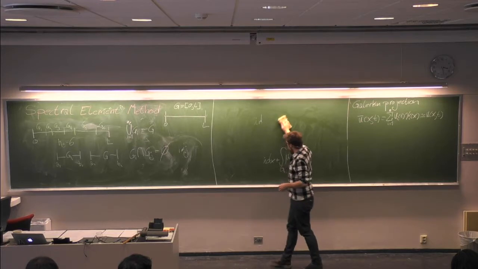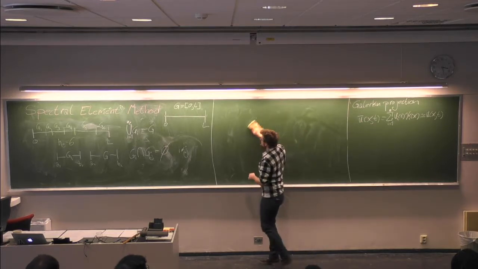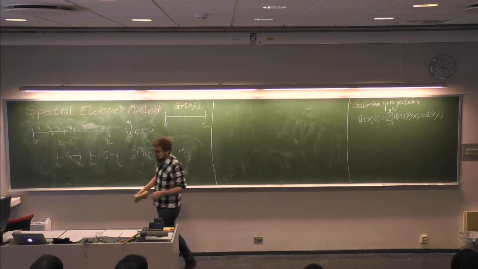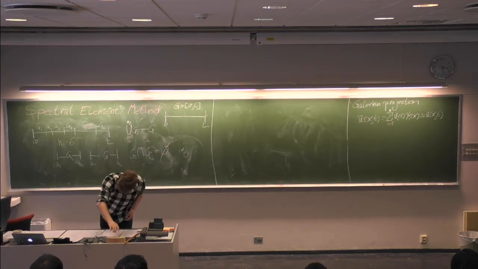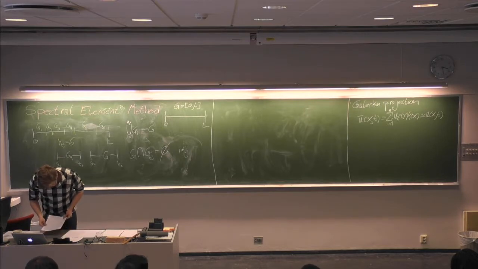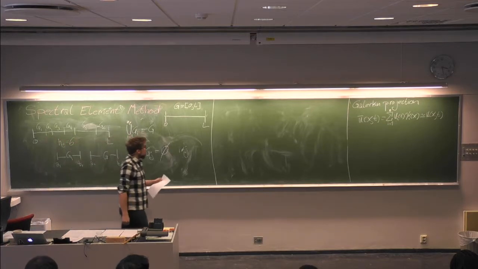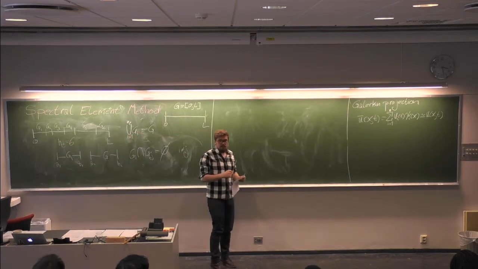Next, we try to solve this weak form of the wave equation on each of these disjoint elements. So this is going to be a bit skipped, but it's going to be important later. Any questions before I rush on?